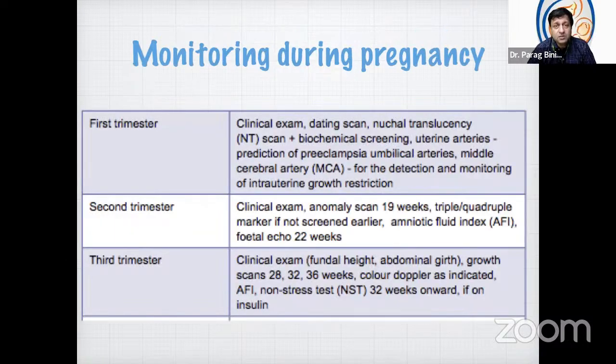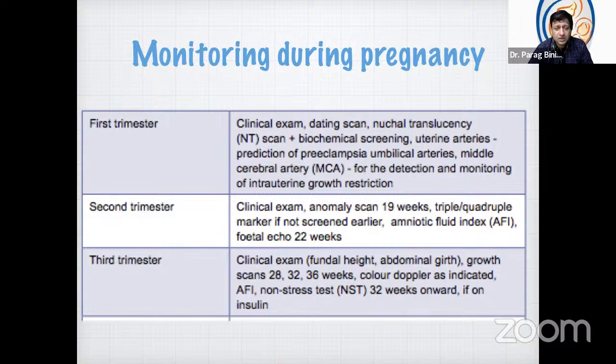What is important is monitoring of these women during pregnancy. So when they come in the first trimester, and suppose you diagnose her to be hyperglycemic in the first trimester, of course, the clinical examination is important. A dating scan is done along with nuchal translucency and biochemical screening. We also look at the uterine arteries because that will give us a prediction about preeclampsia. And we also look at the other vessels so that we come to know about the possibility of fetal growth restriction.